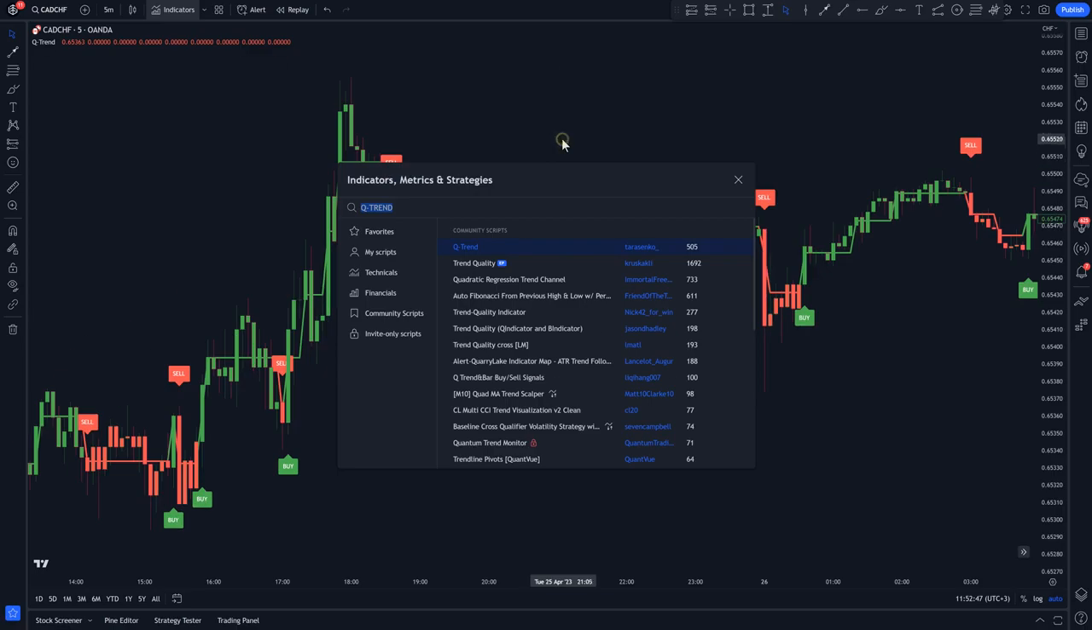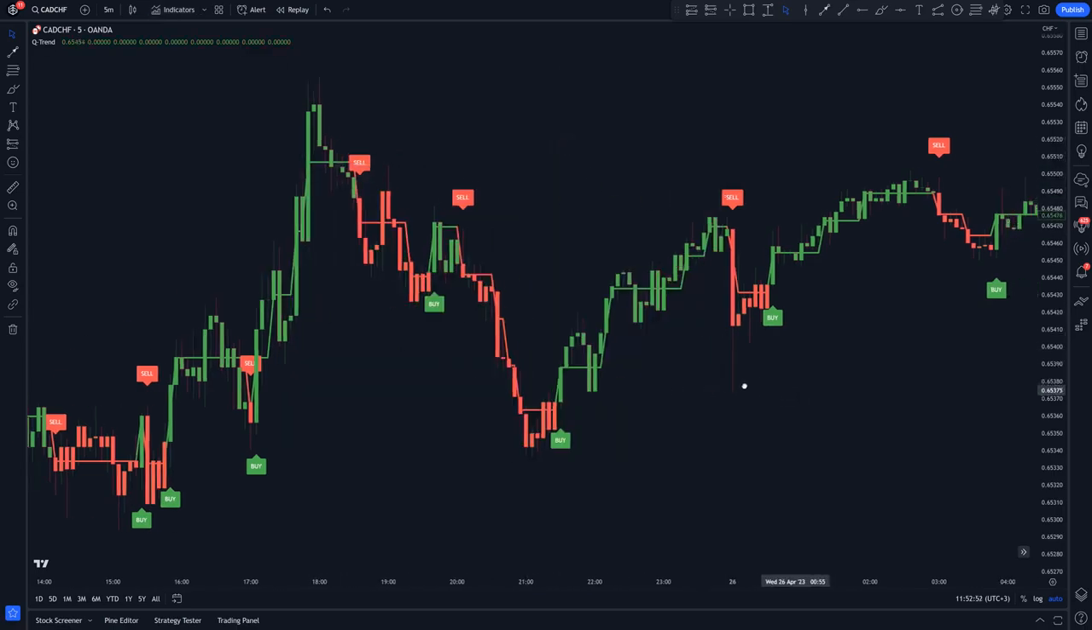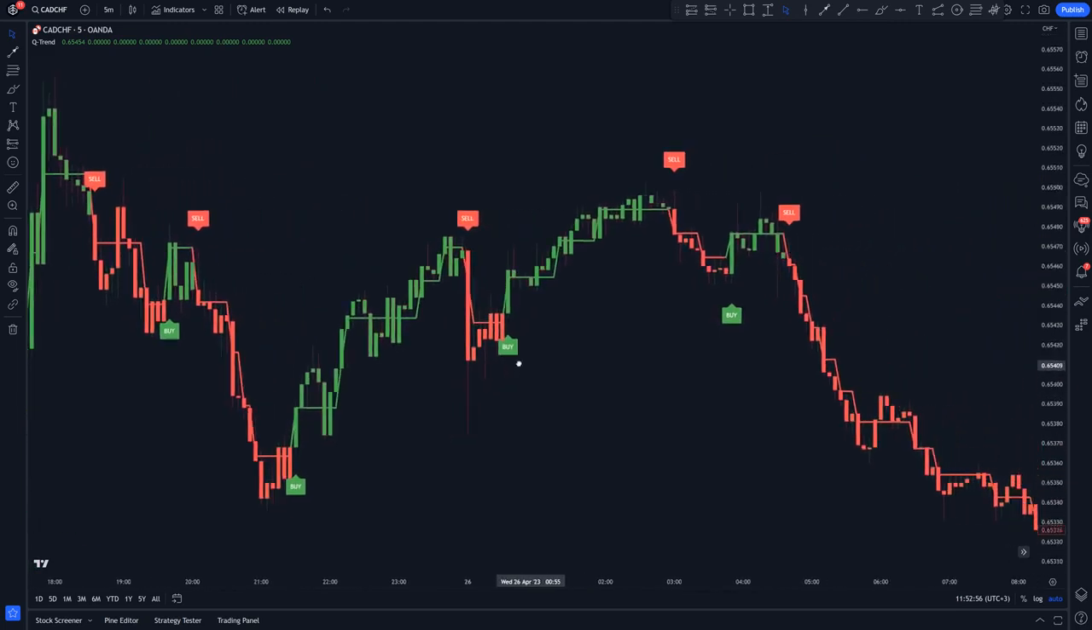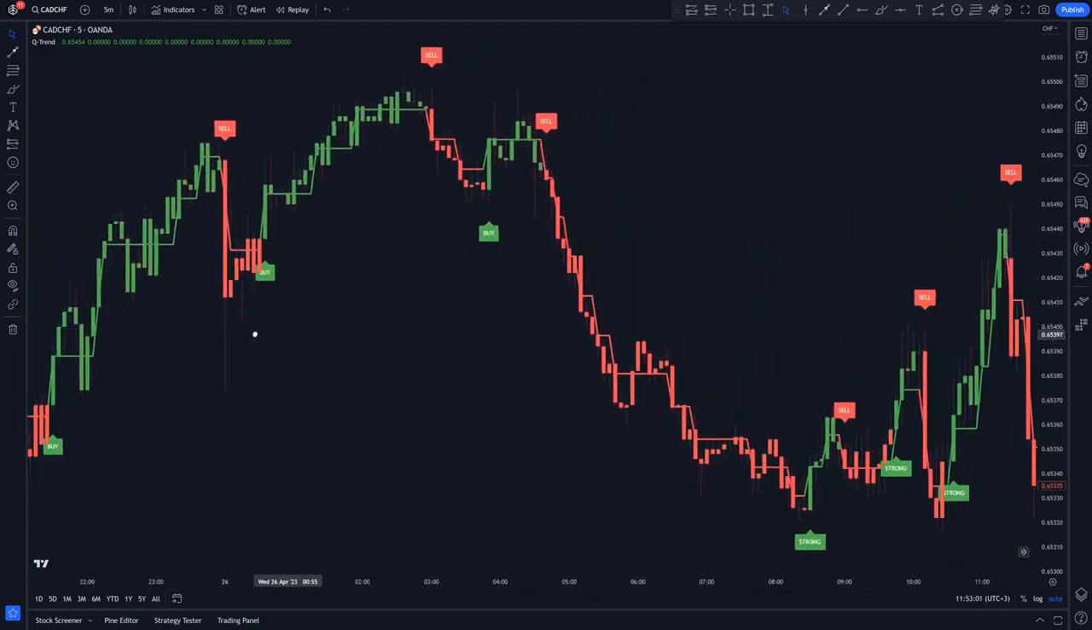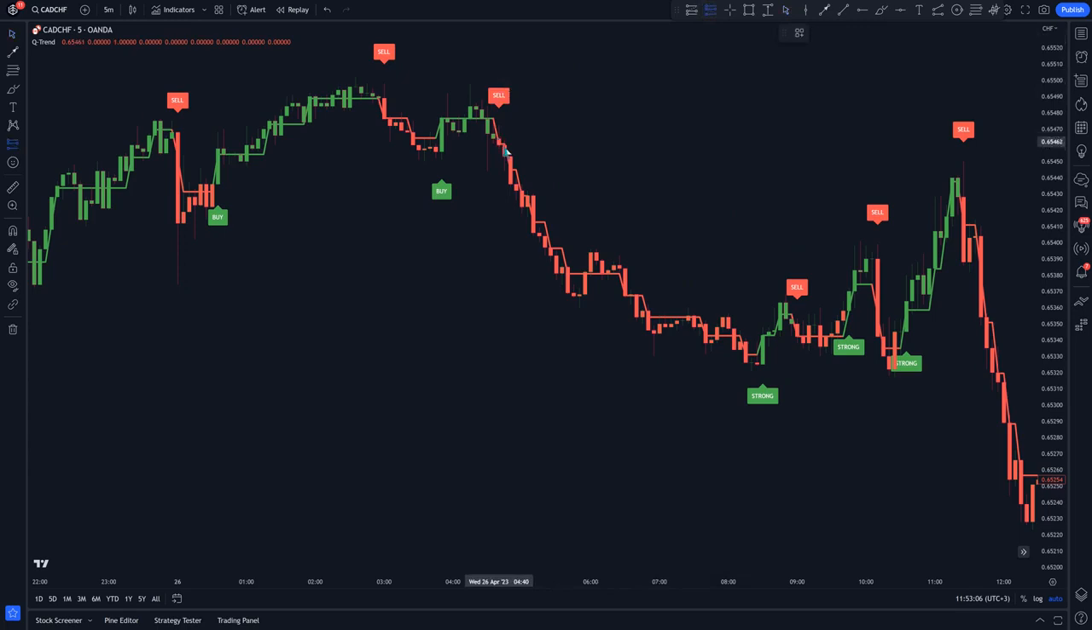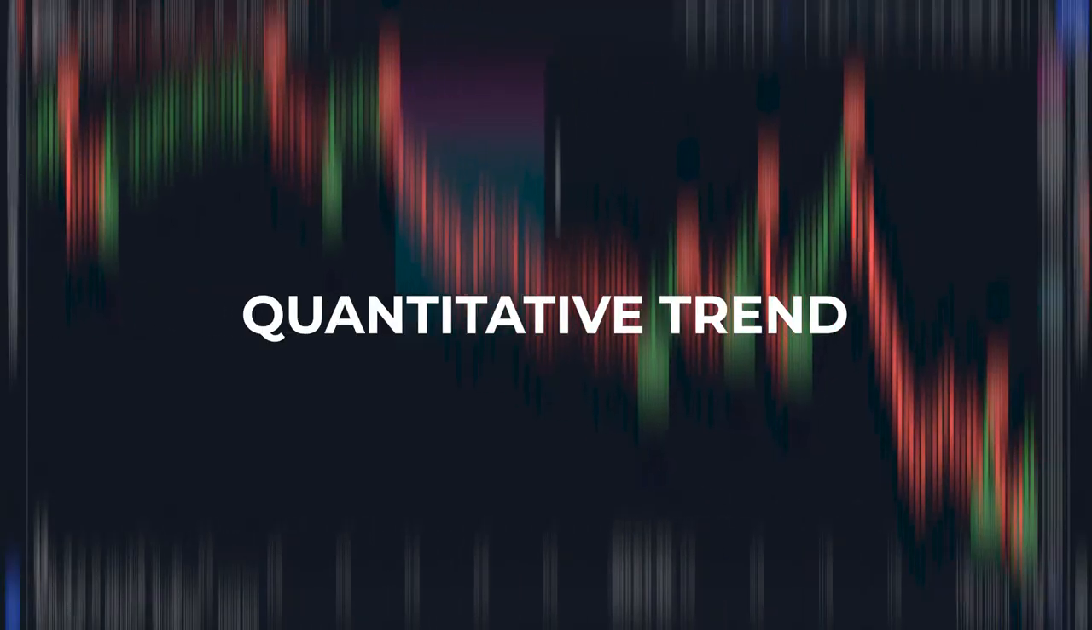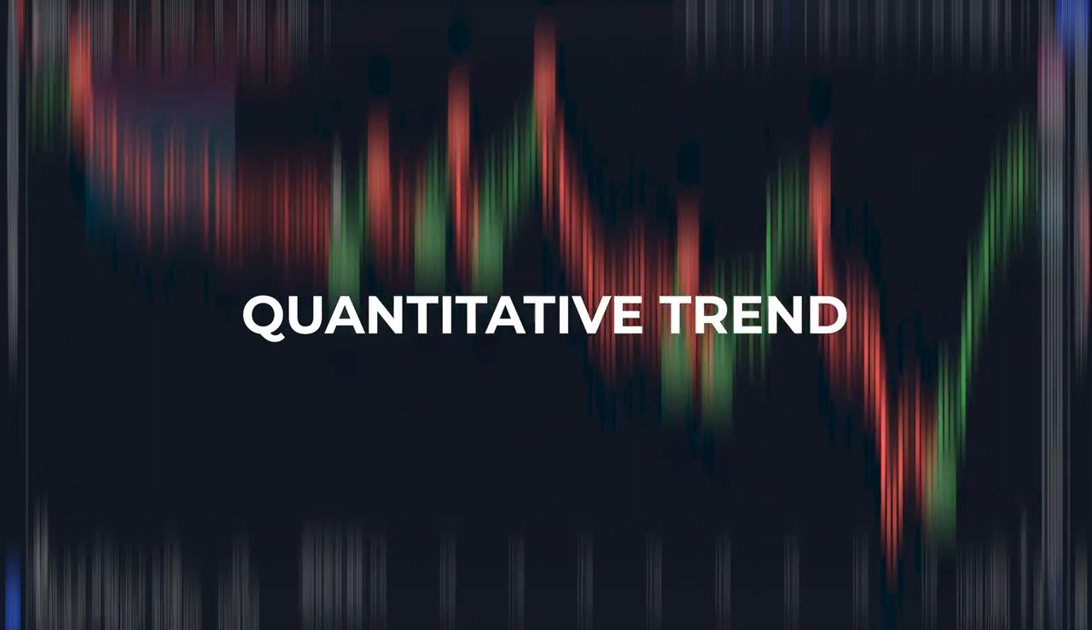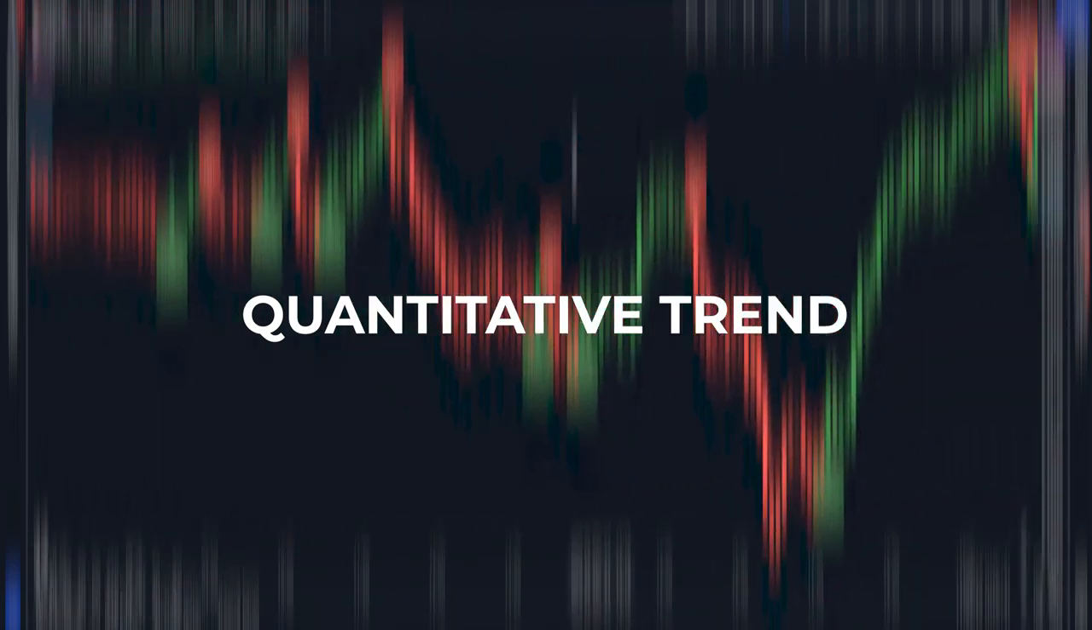According to the creator of this indicator, the Q-Trend was developed with the idea of combining volatility and the relationship between the highest and lowest price points. The indicator's name, Q-Trend, stands for quantitative trend, reflecting an attempt to mathematically interpret price action.